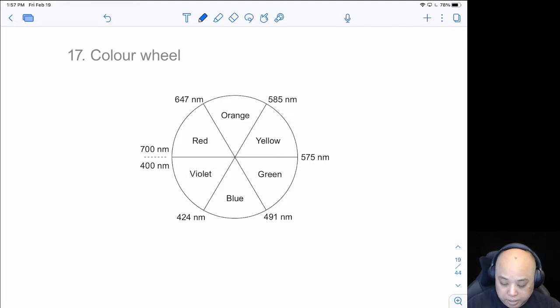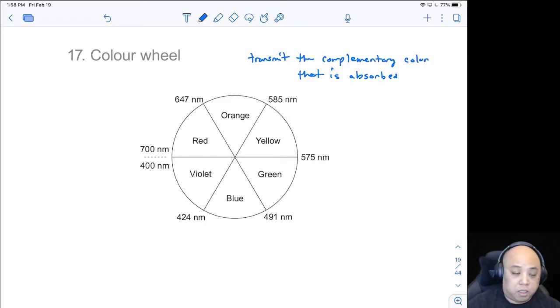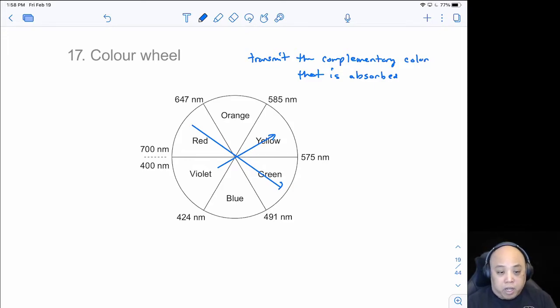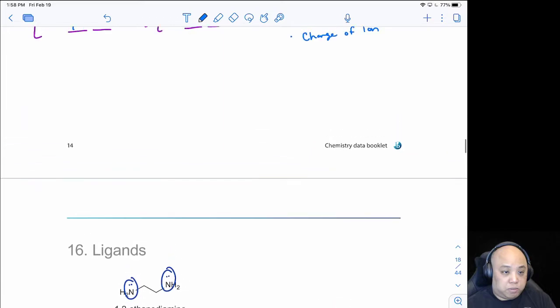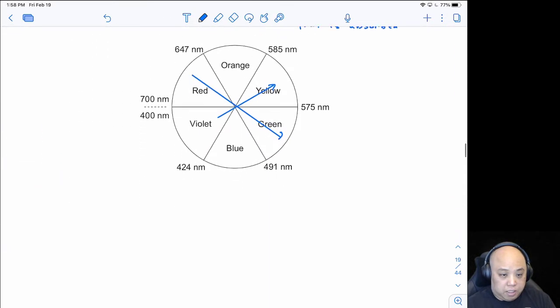Here's the color wheel. Okay, you transmit the complementary color that is absorbed. So whatever color is absorbed, the complementary one, the one across from it on the color wheel, is what you see. If you absorb violet, you'll see yellow. If you absorb red, you'll see green. Okay, and that's what explains the different colors of the complex ions. That's why copper chloride and things like that tend to be a blue color, because it's going to absorb kind of lower energy with the chloride here, and so it ends up absorbing orange, and you see blue.